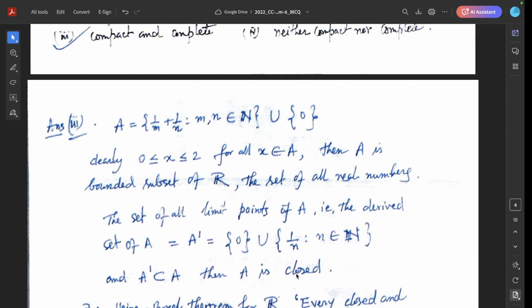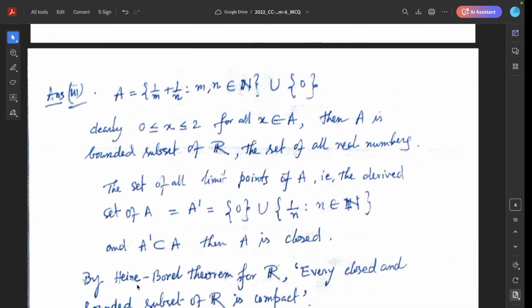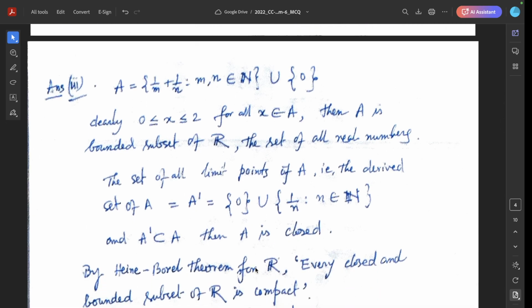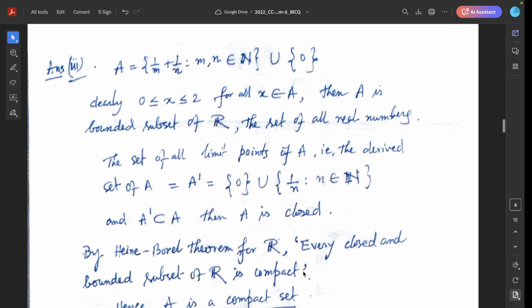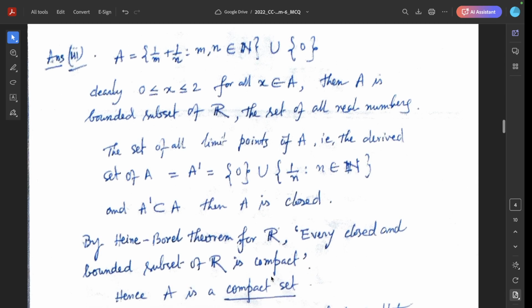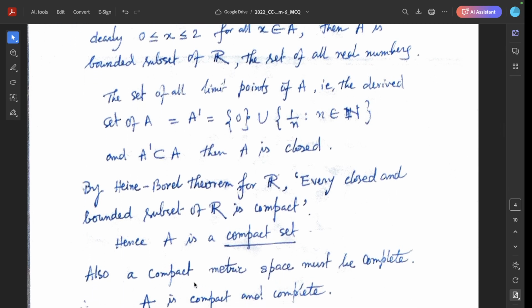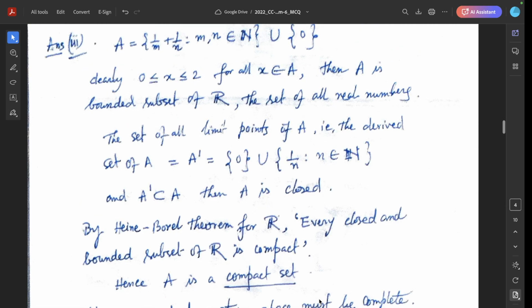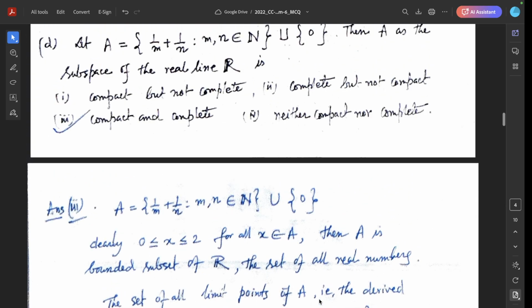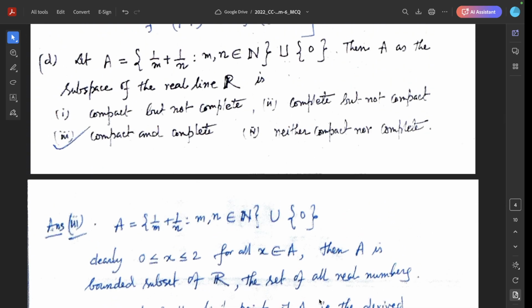Then A is closed. Hence, by the Heine-Borel theorem for real numbers, every closed and bounded subset of R is compact. Hence, A is a compact set. Also, we know that a compact metric space must be complete. Hence, A is a compact and complete metric space.